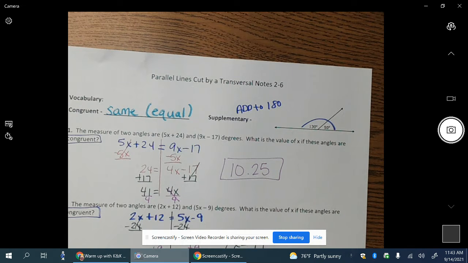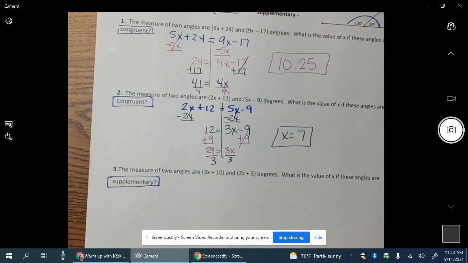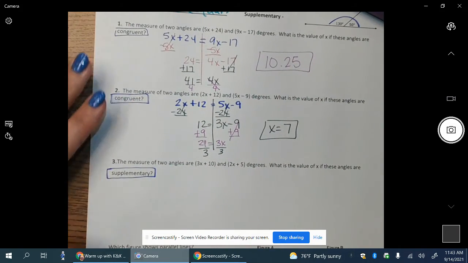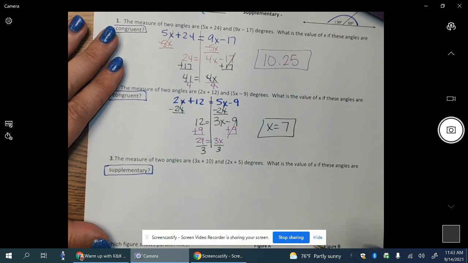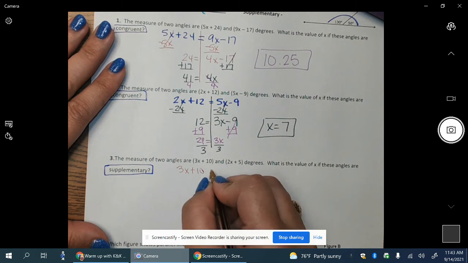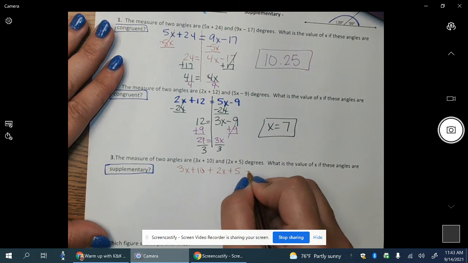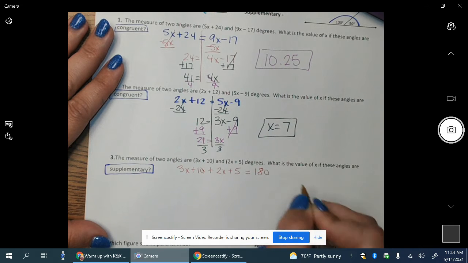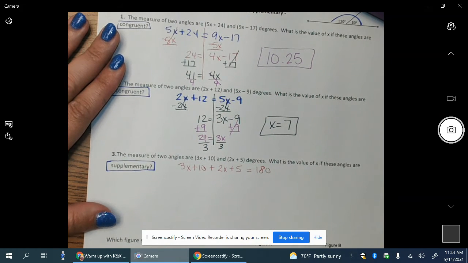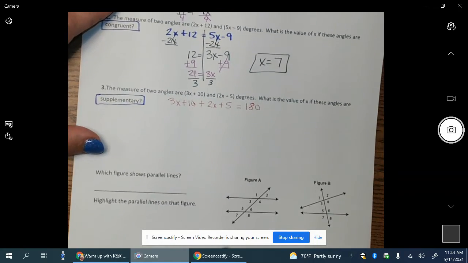Supplementary adds to 180. Okay, perfect. All right, so instead of setting these equal, we're now going to add them to equal 180. So my equation is 3x plus 10 plus 2x plus 5 equals 180. Okay, so I'm not setting them equal to each other anymore. I am setting them equal to 180.